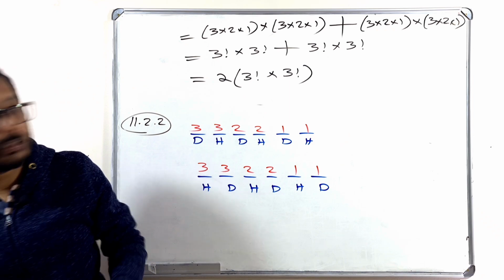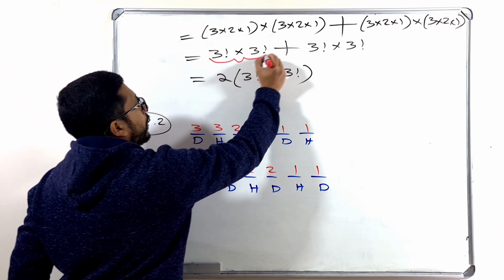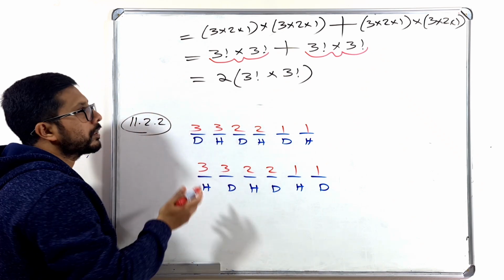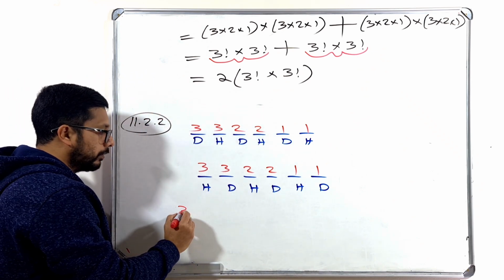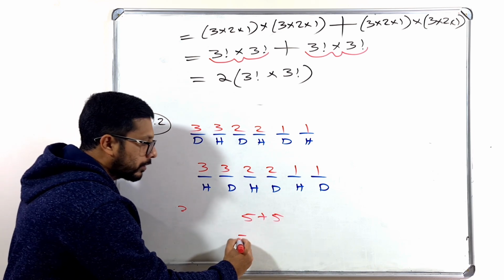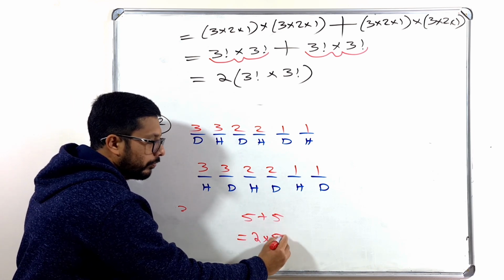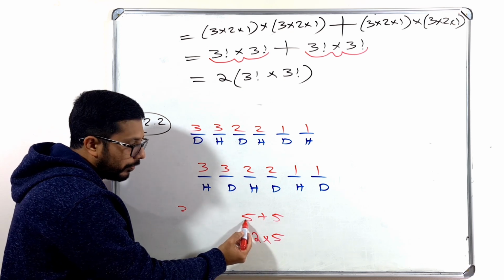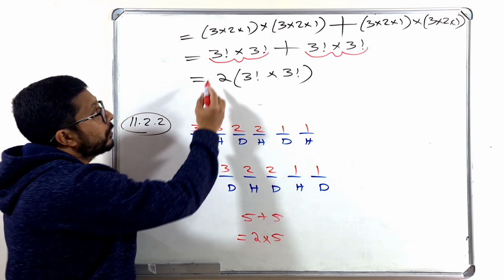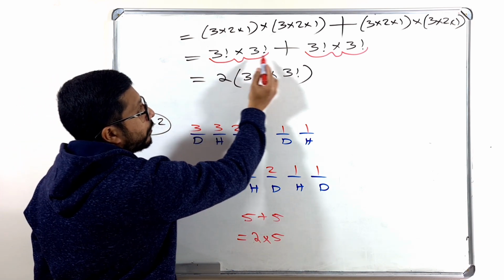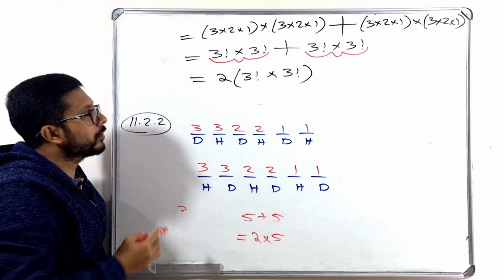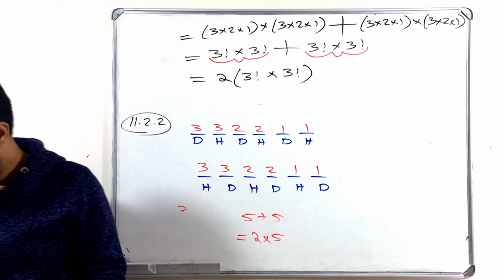So how can we write that one? This one is 1, this is 2, and it is added. For example, let's say 5 plus 5. This is the same as 2 times 5, am I right? Because 5 plus 5 is 10, and 2 times 5 is 10. So 3 factorial times 3 factorial plus 3 factorial times 3 factorial is 2 times 3 factorial times 3 factorial. Check in your calculator what the answer is.